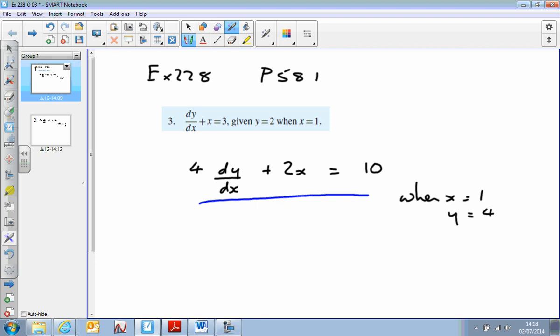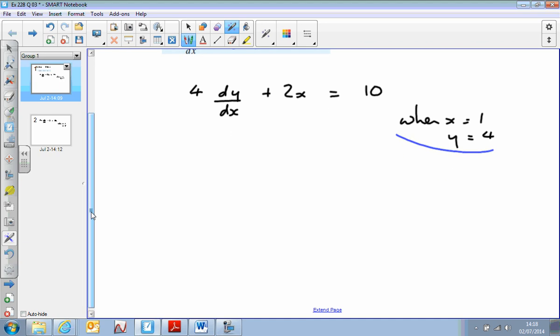What we have here is a situation where I've not only got to get all the terms involving x on the right hand side, so that involves shifting the 2x over there, and also getting rid of the 4, so I'm just left with dy by dx on the left. But then when I've done that and solved the differential equation to get the general solution, I can then put in some values to get a particular solution.